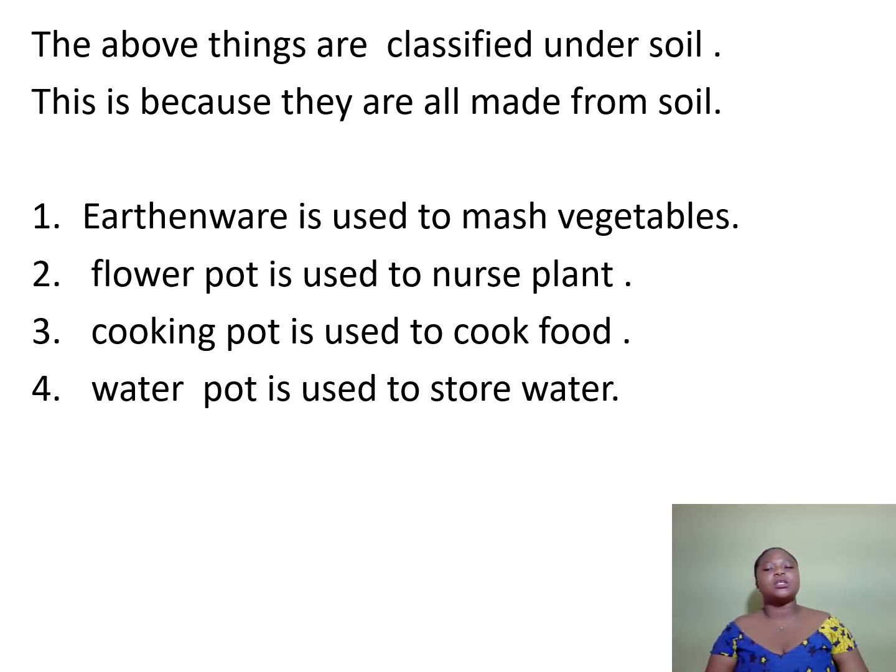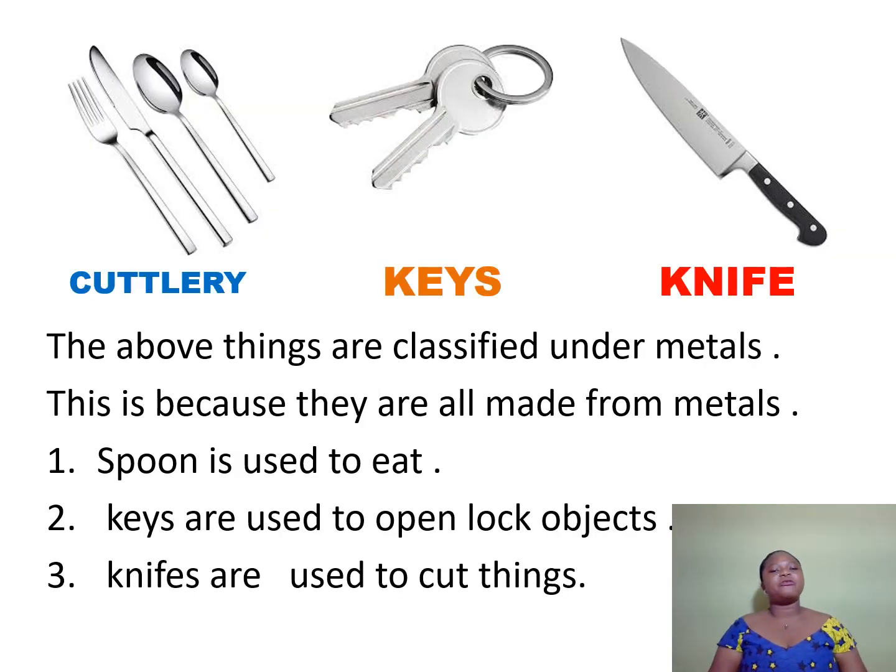Good. Cooking pot is used to cook food. As I said, we use the cooking pot to do what? To cook food. And water pot is used to store water. Good. We have cutlery. Yes. Keys and knife. We have a fork, a knife, and a spoon here. That's the set of cutlery, okay? So what do you think we use these things for?